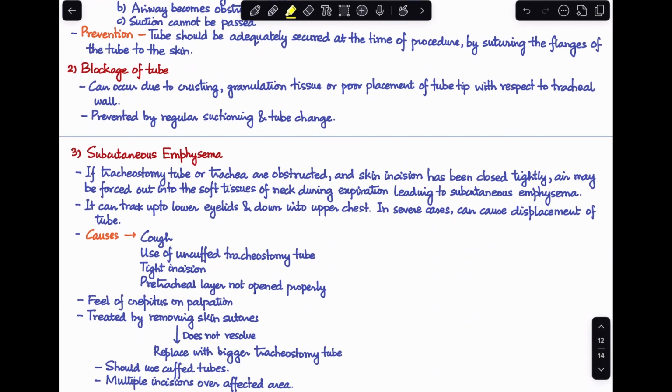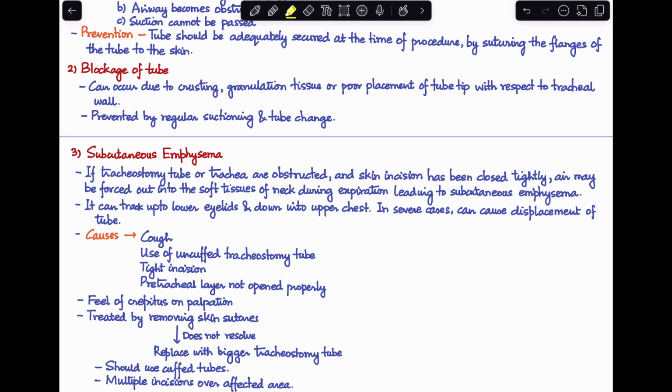Next is blockage of tube. Now, the tube may get obstructed because of various reasons. There may be crust formation occurring, or there may be granulation tissue, or even because of poor placement of the tube with respect to the tracheal wall. How do we prevent this? By regularly performing suction and by periodic tube change.